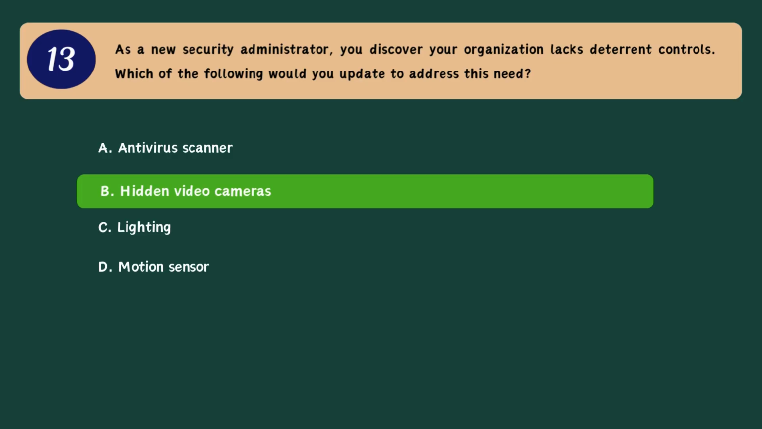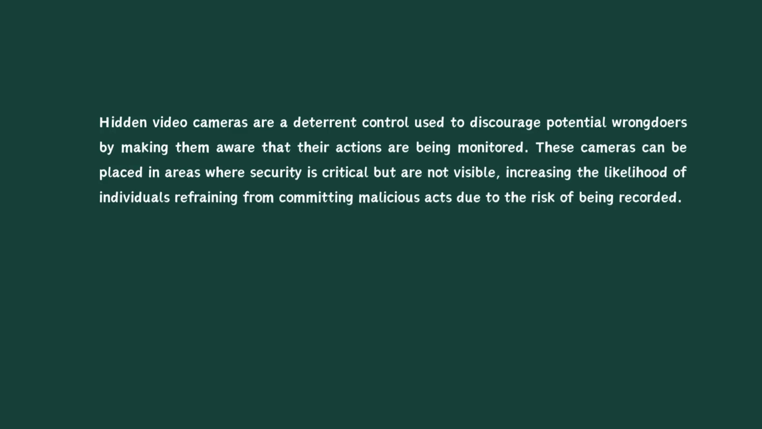Correct answer. B. Hidden video cameras. Hidden video cameras are a deterrent control used to discourage potential wrongdoers by making them aware that their actions are being monitored. These cameras can be placed in areas where security is critical but are not visible, increasing the likelihood of individuals refraining from committing malicious acts due to the risk of being recorded.